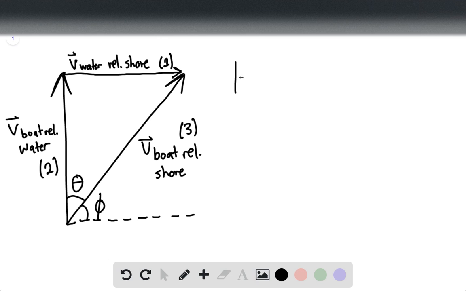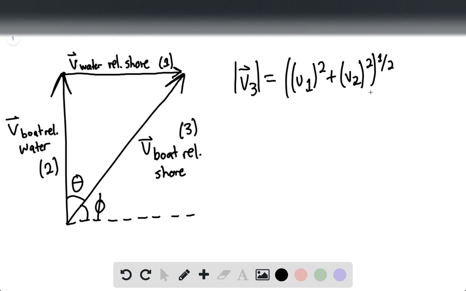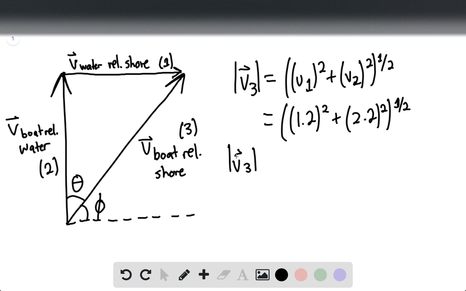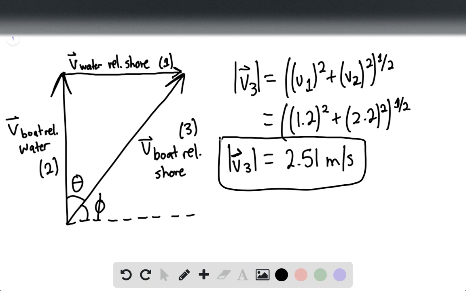So we can say that the magnitude of vector 3 is going to be equal to the square root of vector 1 squared plus vector 2 squared, all to the 1/2 power. That would be the formula, and that would be equal to 1.2 squared plus 2.2 squared, all to the 1/2 power. So the magnitude of the boat relative to the shore is going to be equal to 2.51 meters per second. So this will be the magnitude.